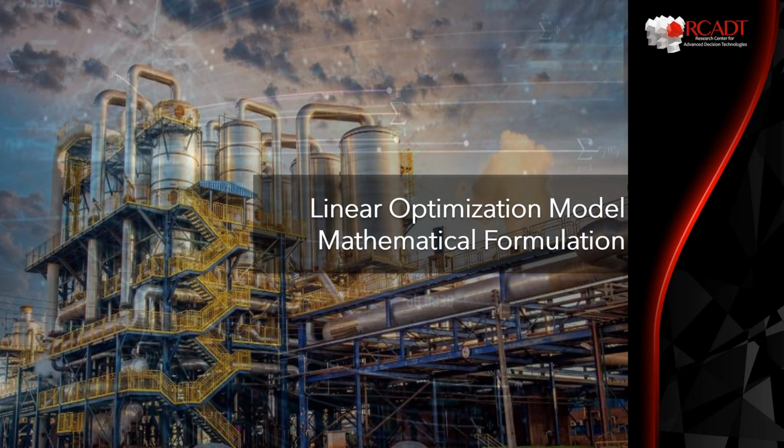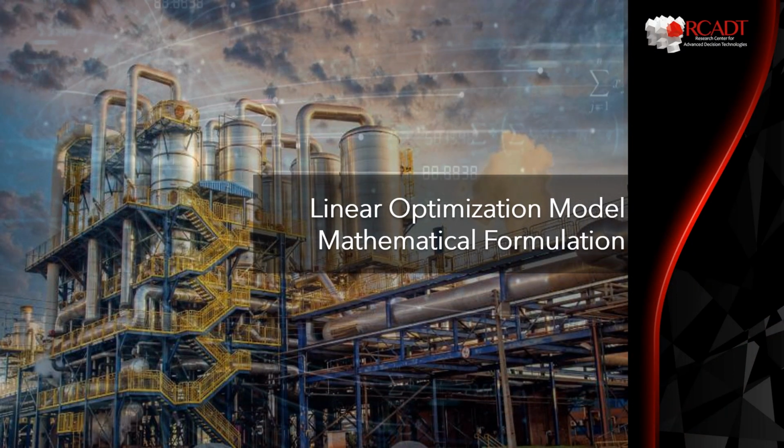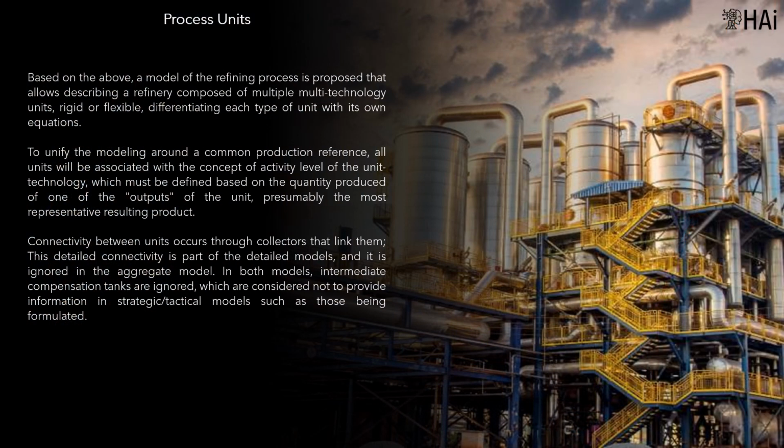Linear optimization model. Mathematical formulation. Based on the above, a model of the refining process is proposed that allows describing a refinery composed of multiple multi-technology units, rigid or flexible, differentiating each type of unit with its own equations. To unify the modeling around a common production reference, all units will be associated with the concept of activity level of the unit technology, which must be defined based on the quantity produced of one of the outputs of the unit, presumably the most representative resulting product.